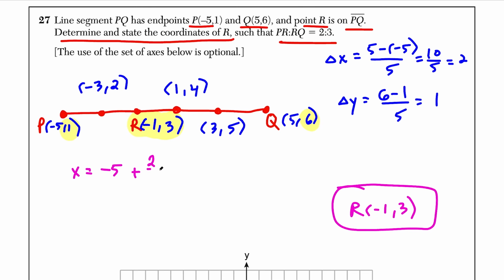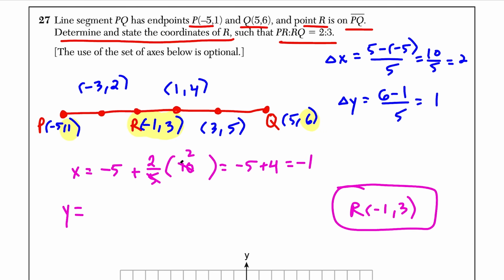So I could do plus 2/5 times, and then what is my change in x? I still have to write my change in x here. My change in x, I went from negative 5 to 5. That's a change of 10. And if we simplify this, 10 divided by 5 is 2. 2 times 2 is 4. So I have negative 5 plus 4, which is negative 1. And notice it matches our x value.